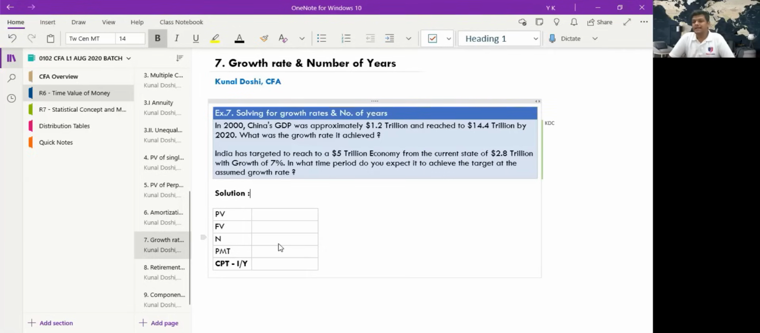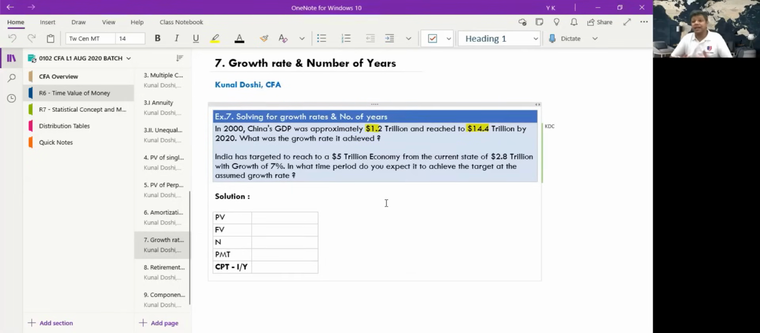So everyone with me on example 7. What is written? We are going to solve for growth rates and number of years. First I'll solve for growth rate and then for number of years. In the year 2000, China's GDP was approximately $1.2 trillion. If you are aware, 20 years back, China was not even at the stage where India is. And it reached $14.4 trillion by 2020, almost close to the USA, the world's largest economy. China is now poised to become the world's largest economy very soon.